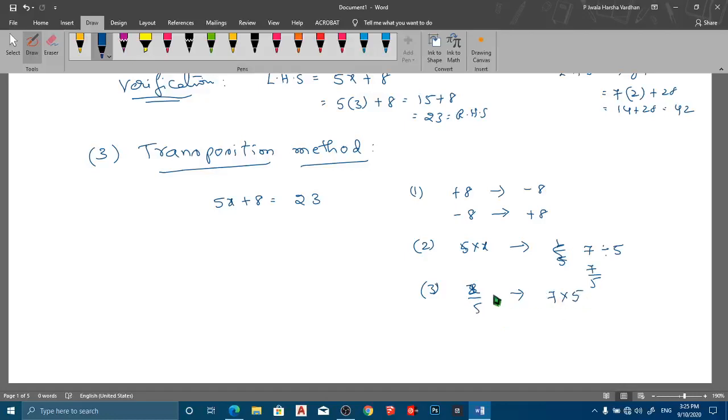In both the cases, which is from right to left or left to right, you can use the same concept. If it is division, it will become into. If it is into, it will become division. So the same concept you can use while you are sending from right to left or left to right. So these two rules you have to remember. So clearly I can show you the rules here.